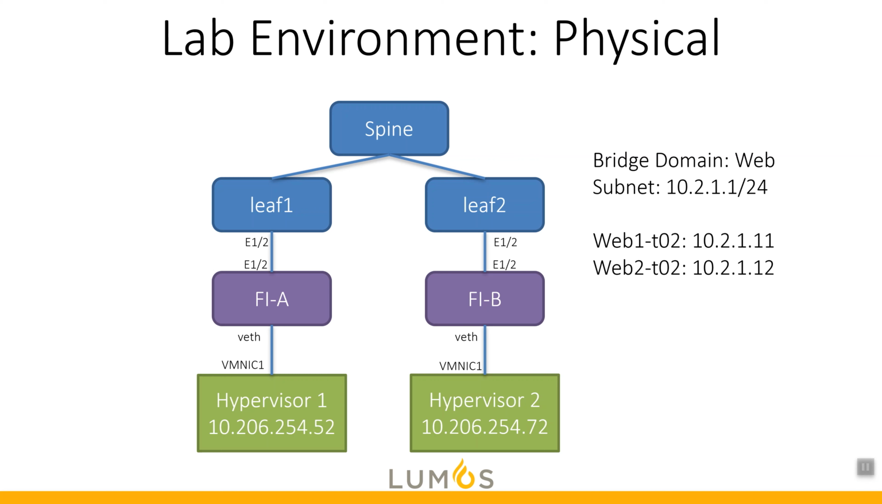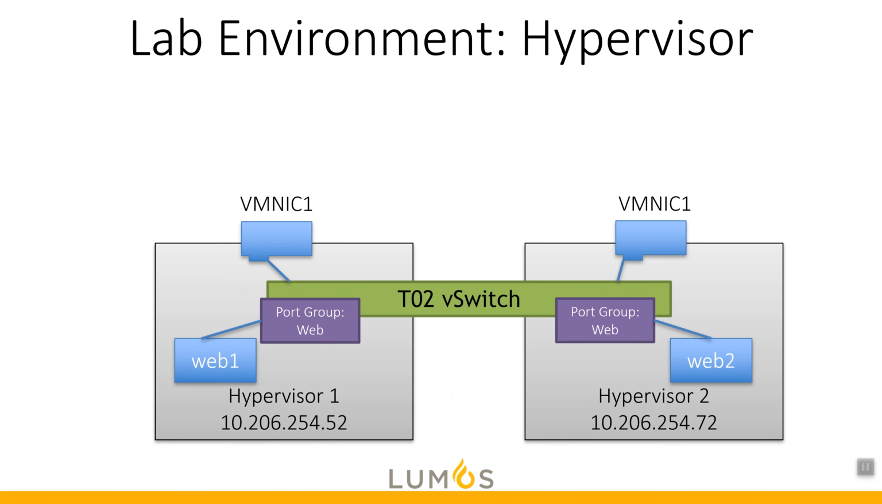They're at 10.2.1.11 and 10.2.1.12 respectively. We've also got a hypervisor, and a vSwitch that's instantiated. This is a distributed virtual switch, instantiated in both ESXi hosts. And we've got one particular port group that we're dealing with, and that's the web port group. Both web 1 and web 2 are connected to this port group, although they're on different hypervisors. Those port groups translate into EPGs in the ACI environment, and they're going to be connected via VLAN.